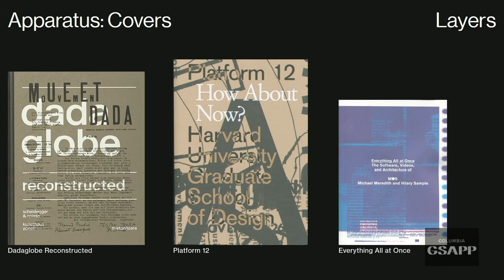You could think about layers, layering information. Data Globe Reconstructed has the title of the book, typeset and designed by the designers, printed beneath a reproduction of a letter written by Tristan Tzara, kind of giving a sort of mandate about what this exhibition might be, and it went unrealized for 100 years. But that letter is printed in full beneath. For Platform, that's a sort of composite of several different kinds of covers that are happening on the inside, and everything all at once.